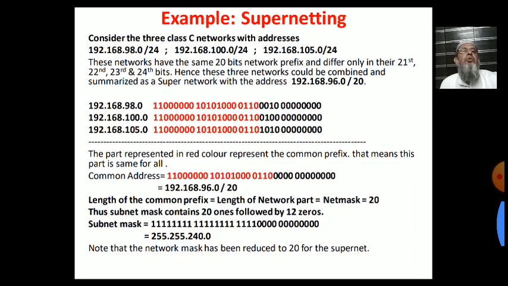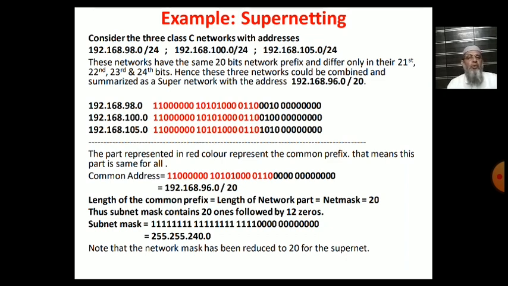This is an example of supernetting. Here we have considered three Class C networks with the following addresses: 192.168.98.0/24, where the 24 shows it is a Class C address. Second is 192.168.100.0/24. Third is 192.168.105.0/24.